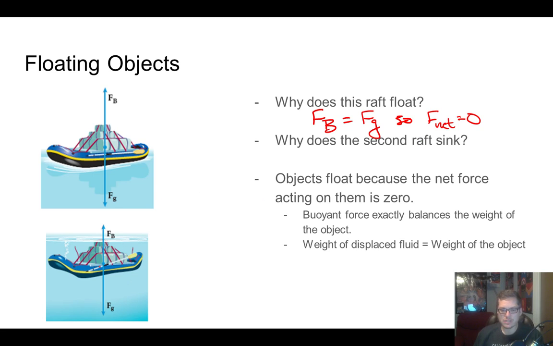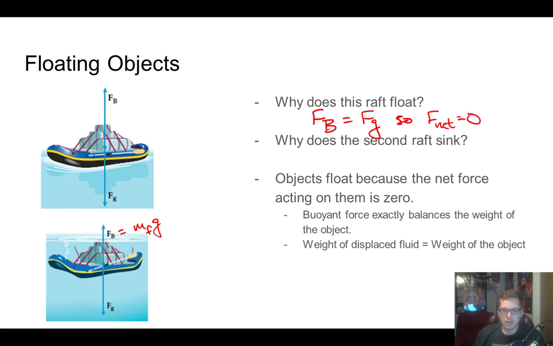Now, in the second example, it says, why does the second raft sink? Well, the second raft sinks because the force of gravity is greater than the buoyant force. And remember, the buoyant force is equal to the weight of the water that's being displaced, or m_F times g, where m_F is the mass of the fluid being displaced. So that means essentially that the density of this object here is greater than the density of the liquid that it's in.